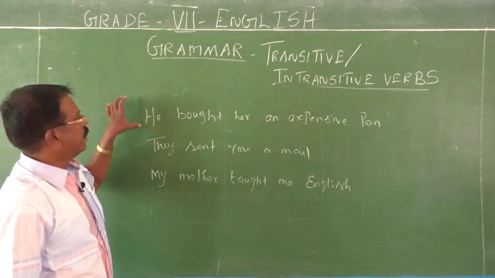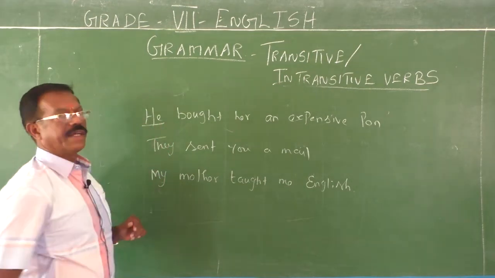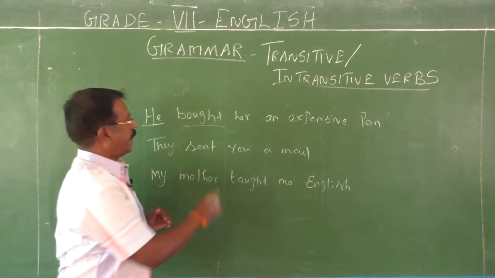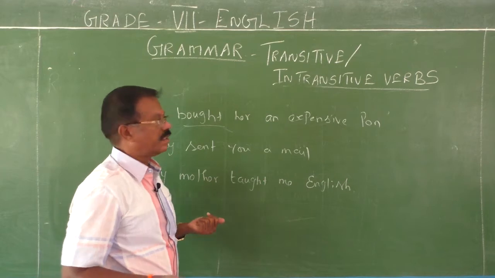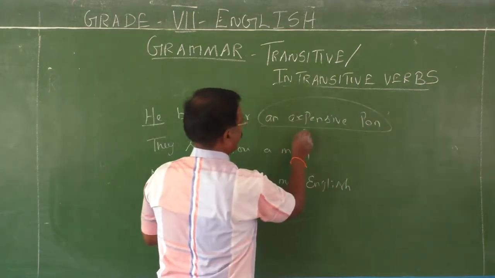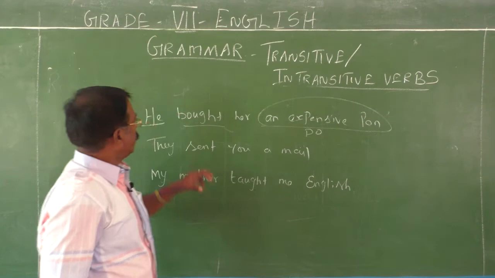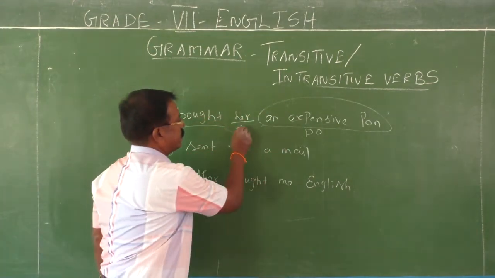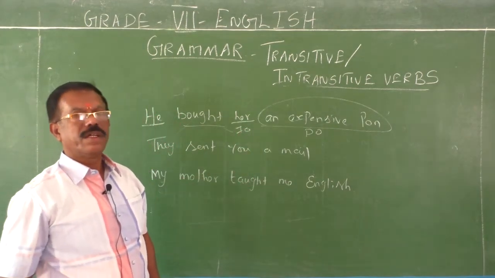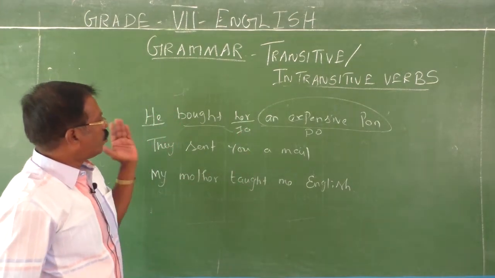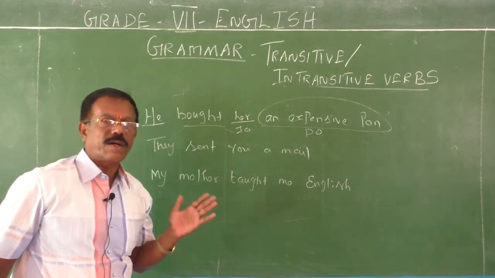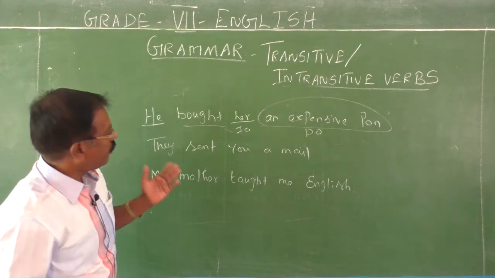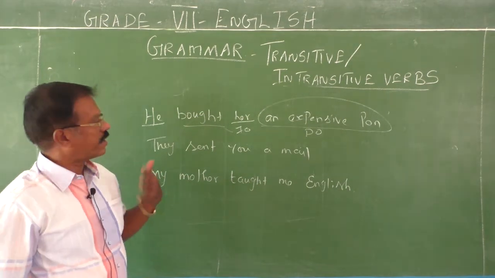Okay, fine. He bought her an expensive pen. He is a subject. Bought is a main verb. This is a transitive verb. And an expensive pen is a direct object, DO. He bought such an expensive pen for whom? Her is an indirect object. So, to identify a direct object in a sentence, you have to raise the question what? To identify an indirect object in a sentence, we have to raise the question whom.